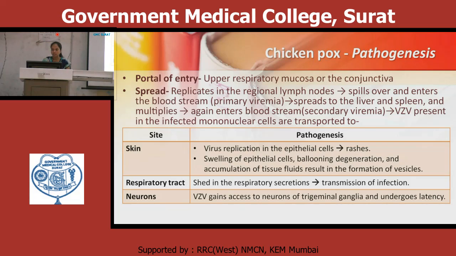Virus is present in the infected mononuclear cells that are transported to skin, causing virus replication in the epithelial cells and causing rashes. Swelling of epithelial cell, ballooning degeneration and accumulation of tissue fluid result in formation of vesicles. Other site is respiratory tract. It is present in the respiratory secretion and transmission of infection occurs. In neurons, it gains access to neurons of trigeminal ganglia and undergoes latency.